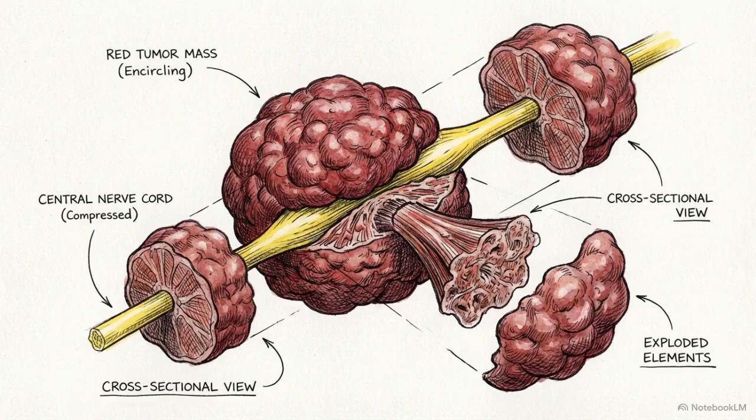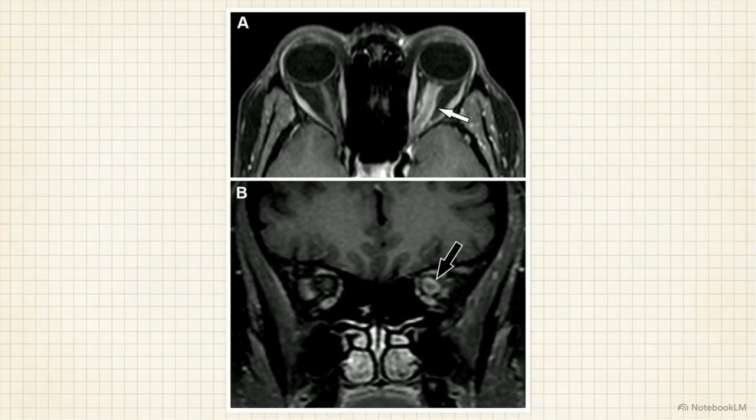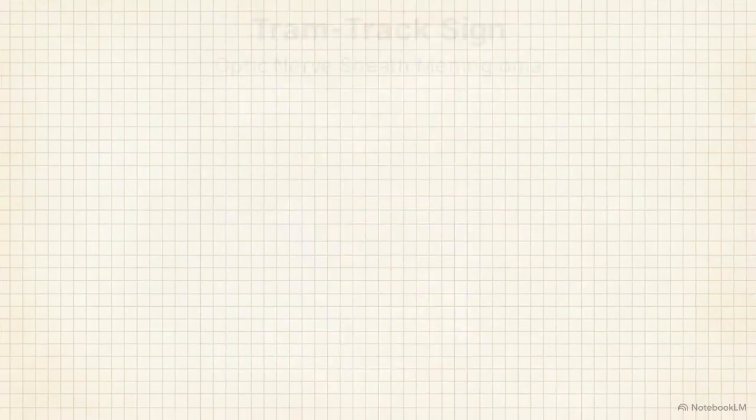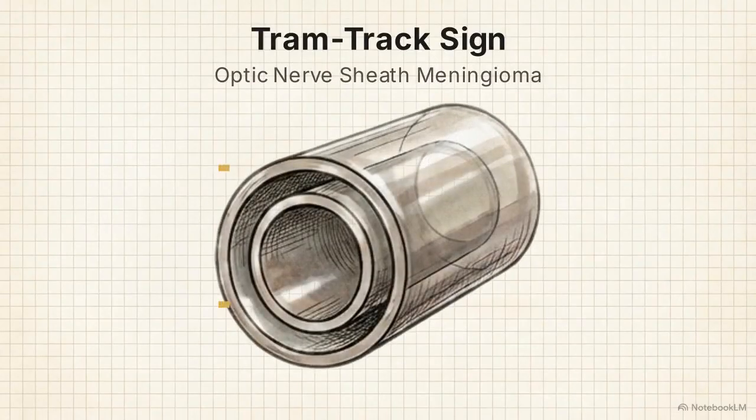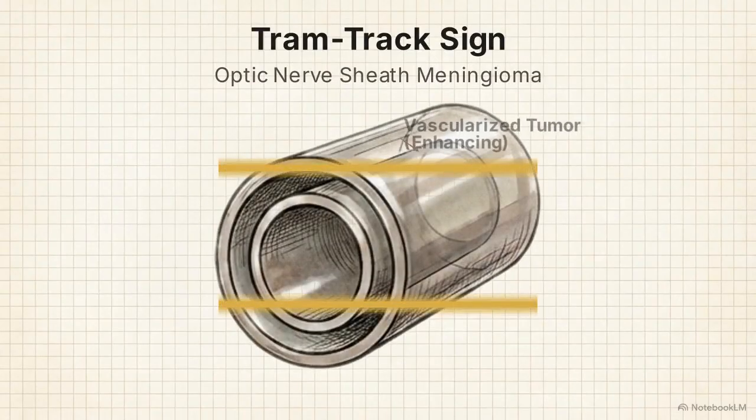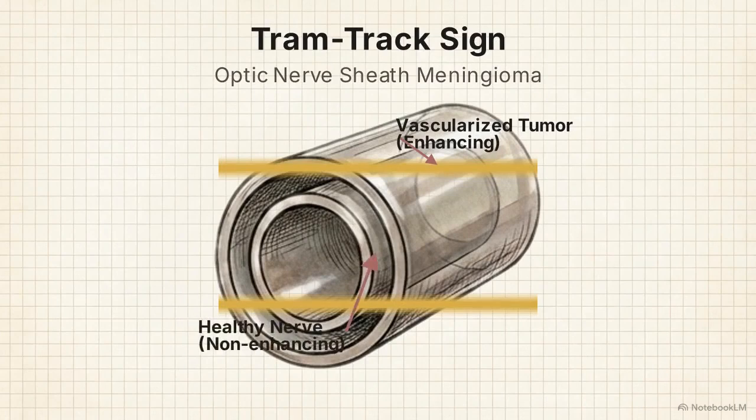The primary suspect for external compression is an optic nerve sheath meningioma, an uncommon benign tumor arising from the meningothelial cells. This axial gadolinium-enhanced T1-weighted MRI reveals the specific signature required to prove this diagnosis, the tram-track sign. Here, the contrast agent pools in the highly vascularized tumor of the meninges, forming distinct, bright parallel lines, while the healthy nerve tissue in the center remains dark and non-enhancing.